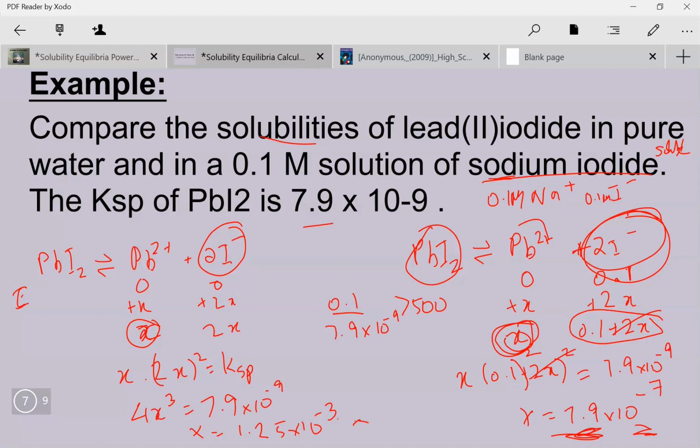Common ion effect. You have to know that when I add a common ion, my solubility decreases. That's the important point here. So, there's that.